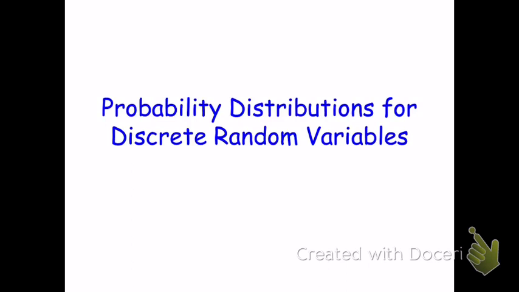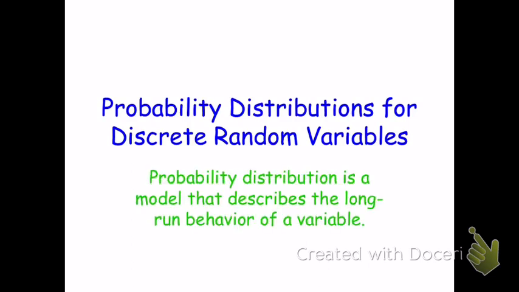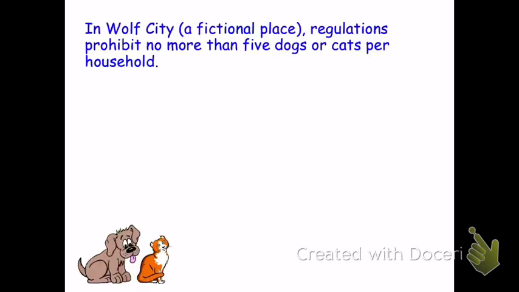And that's what I mean by probability of discrete. So like counting, what is the probability that 5 out of 50 light bulbs is defective? That's what our calculator is going to help us with. A probability distribution is a model that describes a long-run behavior of a variable.